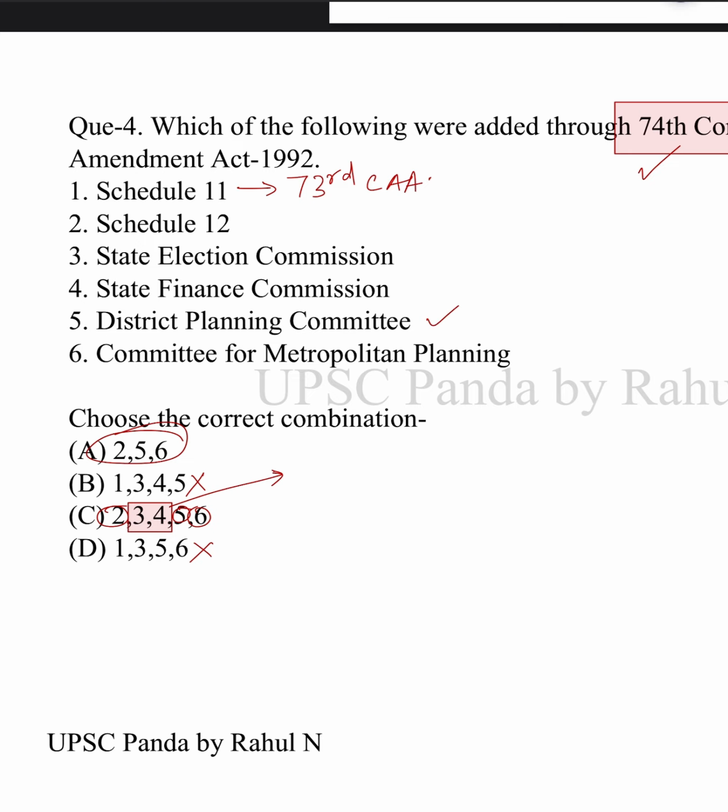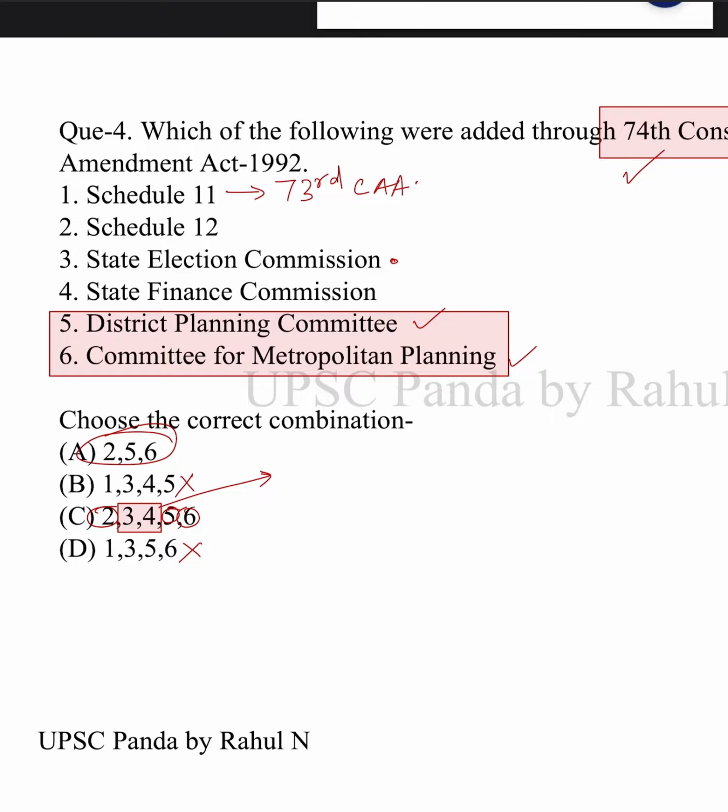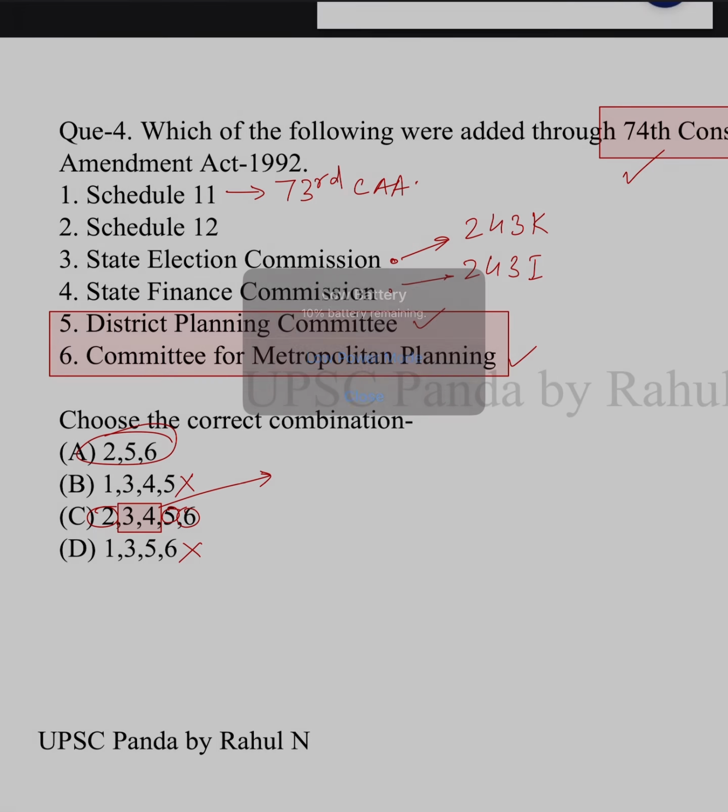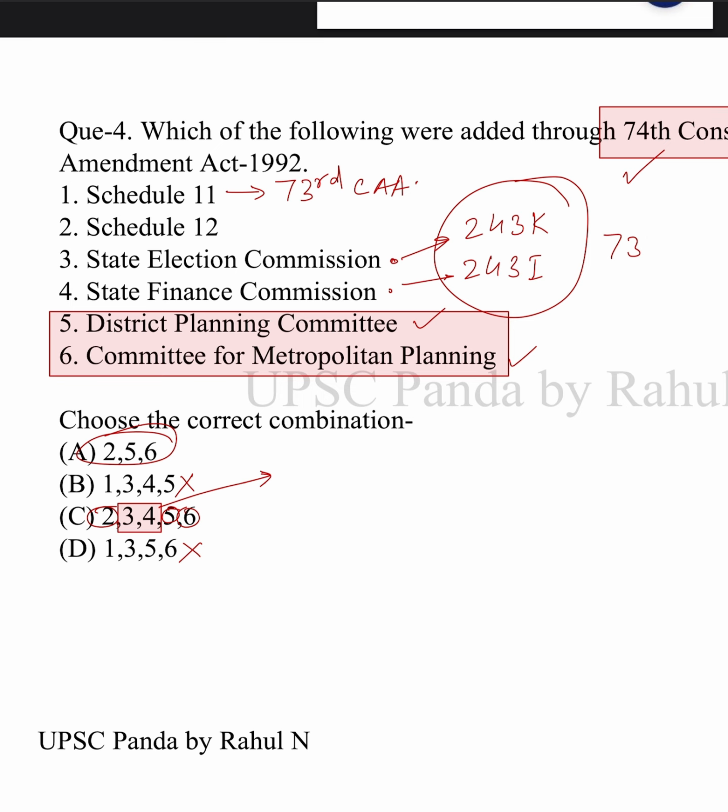So District Planning Committee and Committee for Metropolitan Planning, these two were added through the 74th. This is clear from these options only. You have to think about these two. So let us see. State Election Commission is added through 243K and Finance Commission state वाला added through 243I. ठीक है. So these two were added by the 73rd Constitution Amendment Act. ठीक है. So the answer will be A.